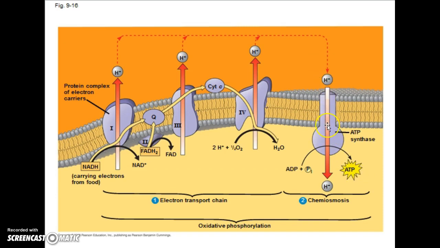So it passes through ATP synthase, and it provides the energy needed for phosphates to tack onto ADP, recreating ATP. And the process continues.